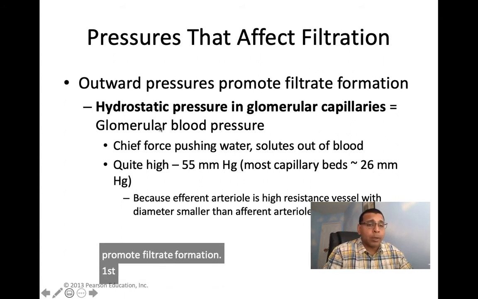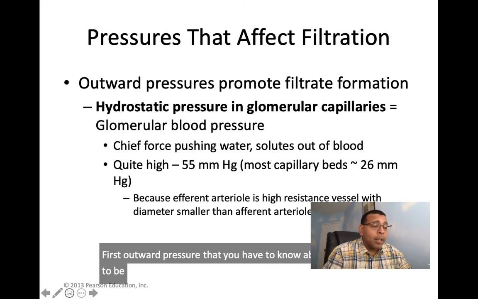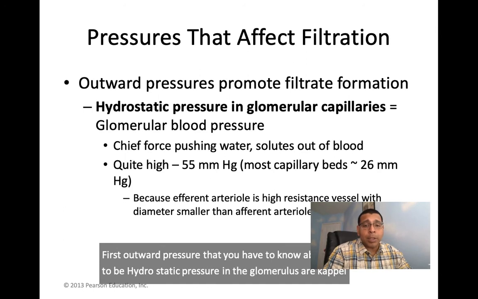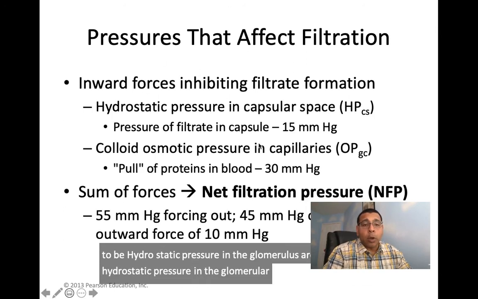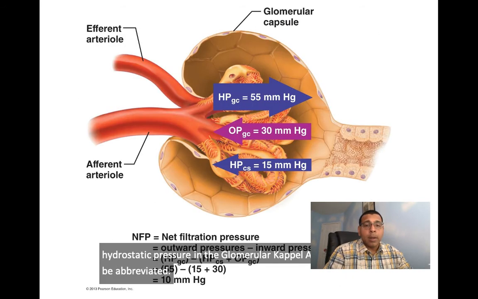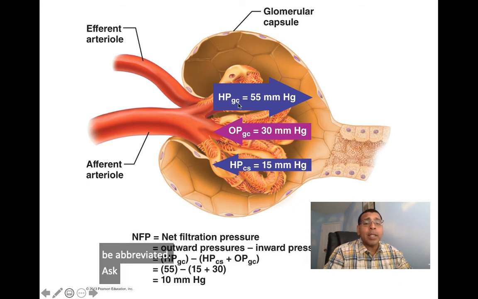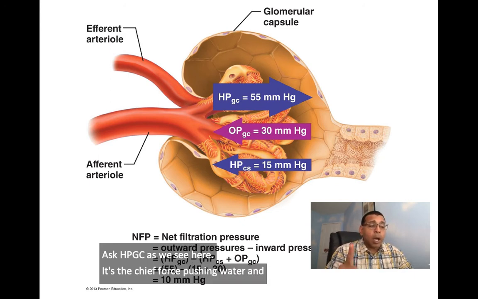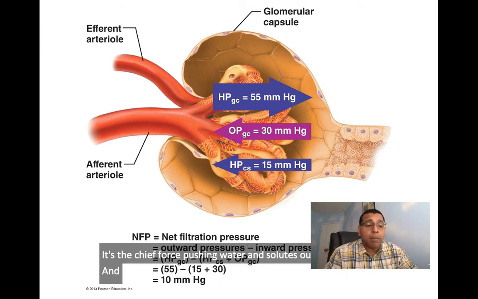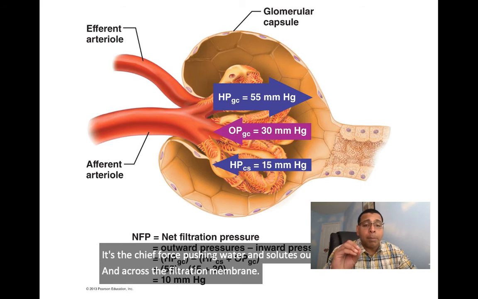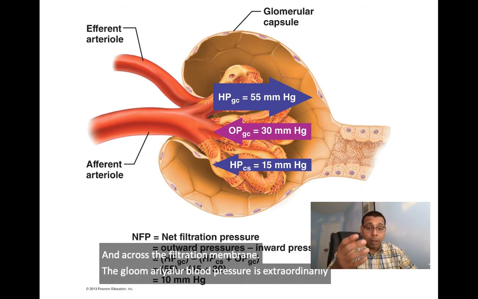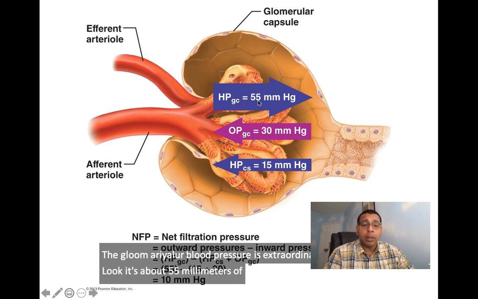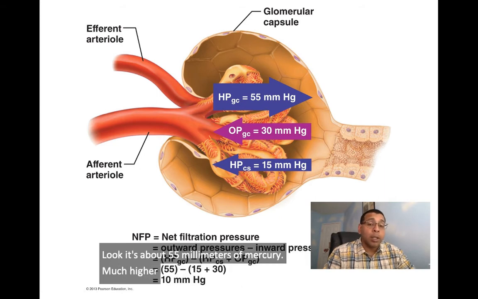First outward pressure that you have to know about is going to be hydrostatic pressure in the glomerular capillaries, abbreviated as HPGC, as we see here. It's the chief force pushing water and solutes out of the blood and across the filtration membrane. The glomerular blood pressure is extraordinarily high. Look, it's about 55 millimeters of mercury. Much higher compared to what we saw in relation to the capillaries, if you remember.